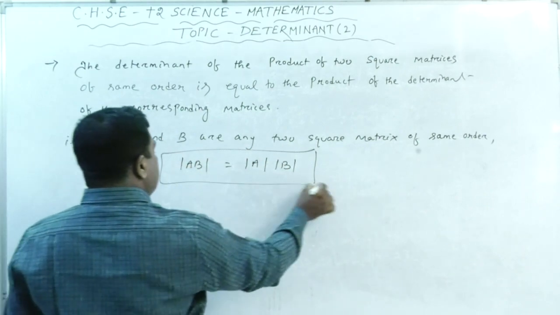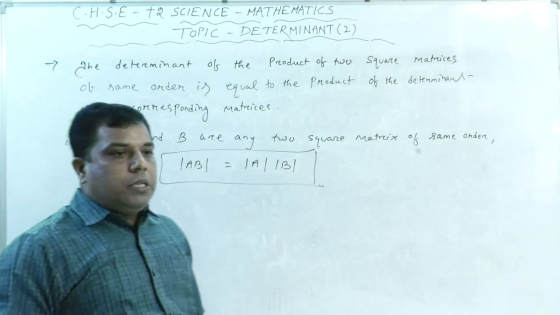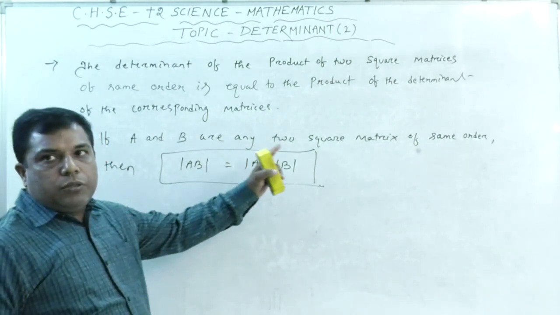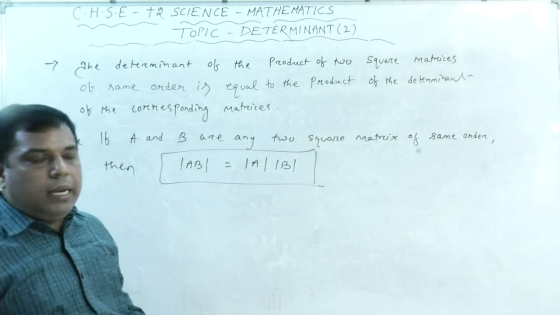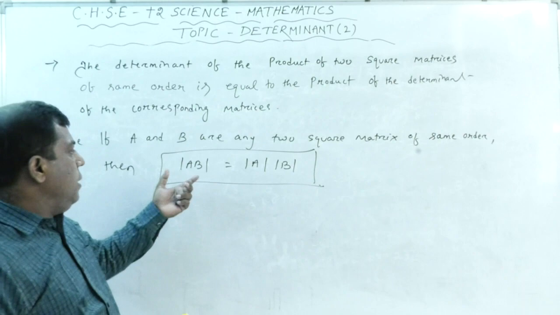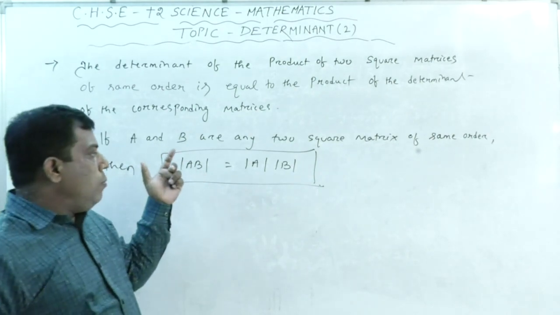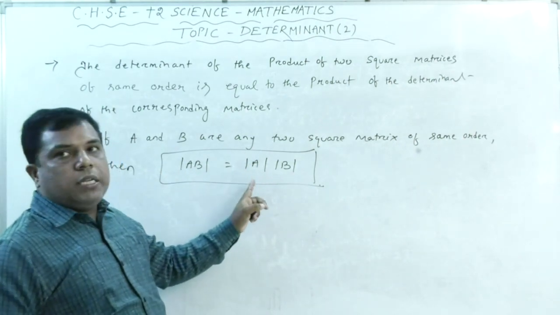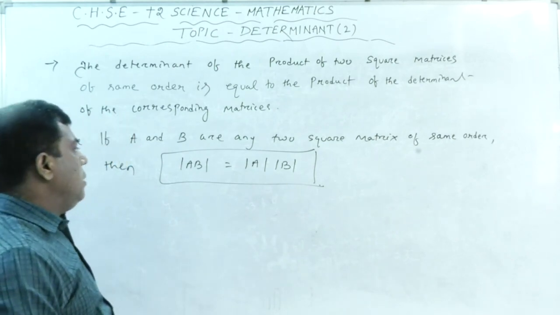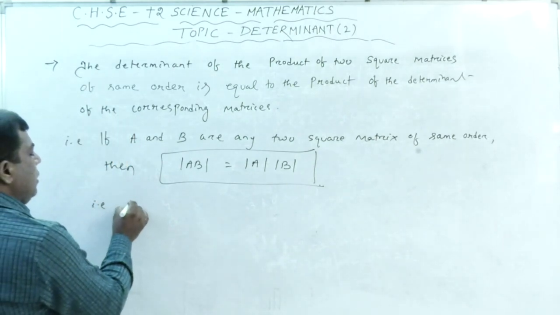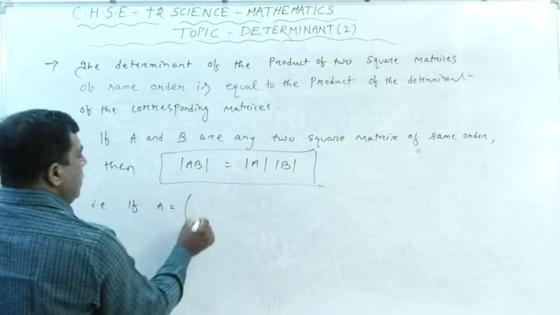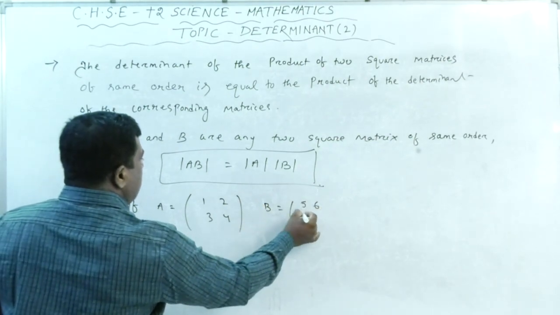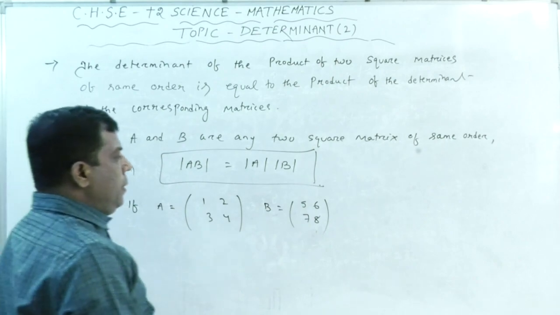This is the property. Dear students, this property says if two square matrices of the same order are there and we multiply them, then the determinant of the product is equal to the multiplication of the individual determinants. That is, suppose A is the square matrix 1, 2, 3, 4, and B is 5, 6, 7, 8. Now we will multiply AB.